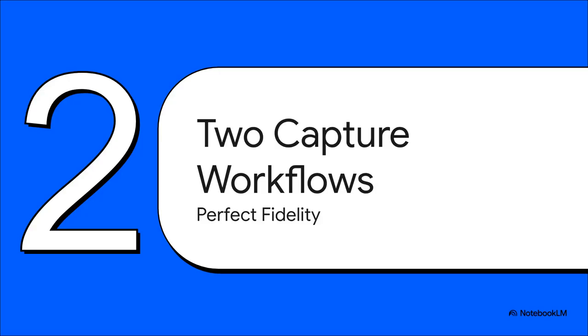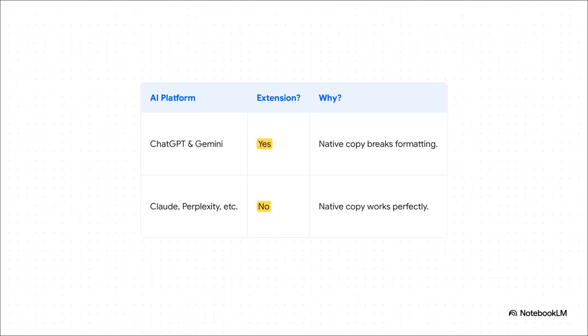Now, to make all this magic work, there's one key detail you have to understand about capturing your content perfectly. It actually involves two different workflows. So how you get started really depends on which AI platform you're using. For tools like Claude or Perplexity, their normal built-in copy buttons work perfectly, no problem. But for the big ones, ChatGPT and Gemini, their own copy buttons actually break the formatting. To fix that, you need a free little browser extension called the BibCit Markdown Capturer.